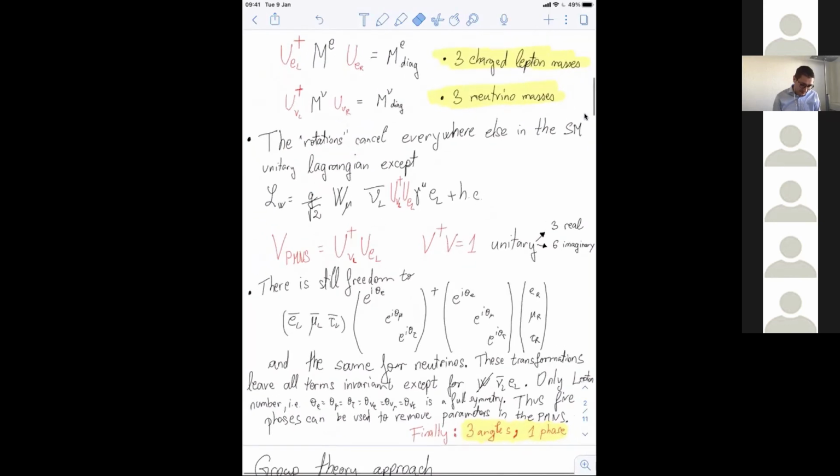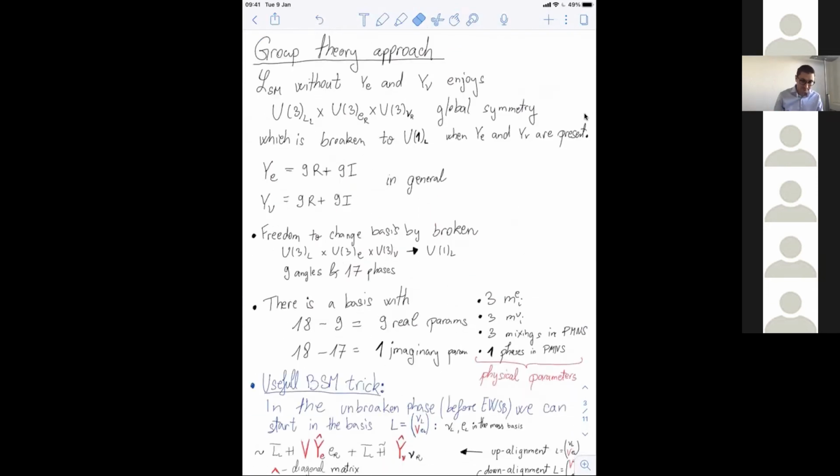So the counting here is this: if the neutrino is Dirac, it is the same as for the quarks. That was sort of a brute force way to count the number of parameters. So we have 3 masses for charged leptons, 3 masses for neutrinos, and 3 angles in the PMNS matrix and 1 phase in the PMNS matrix. So if the neutrino is Dirac, we have these 12 real and 1 imaginary parameter. Sorry, 9 real and 1 imaginary parameter.